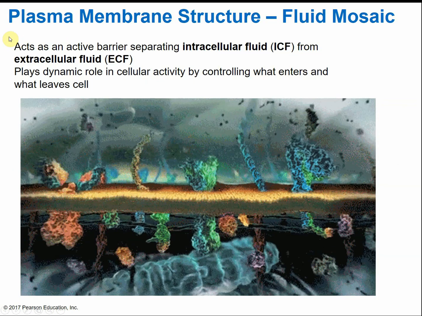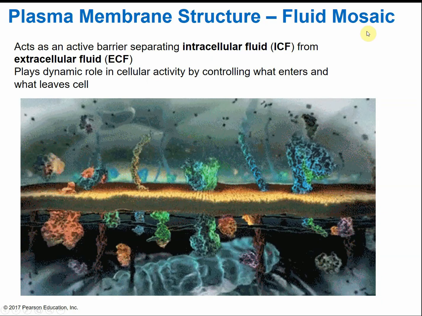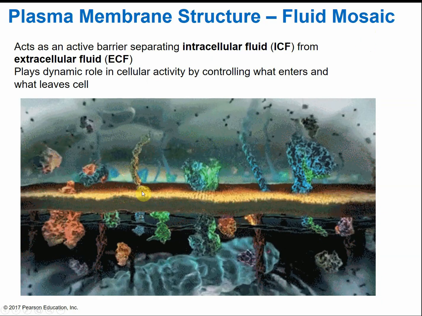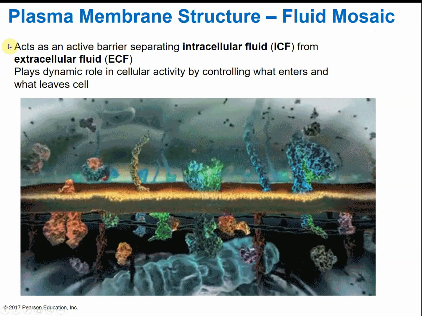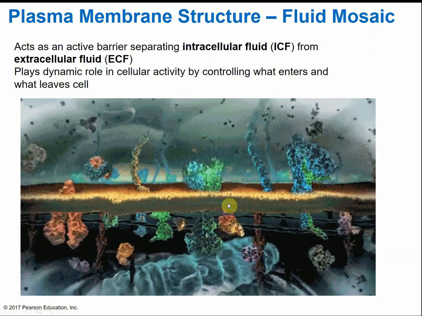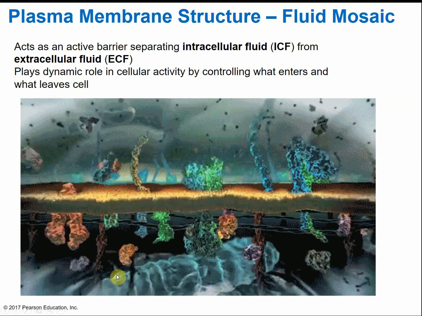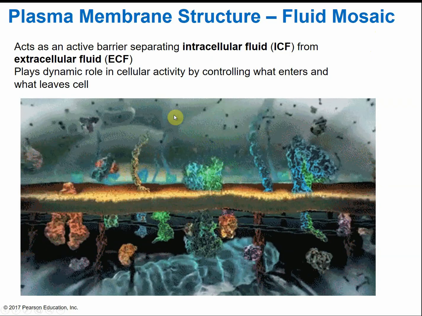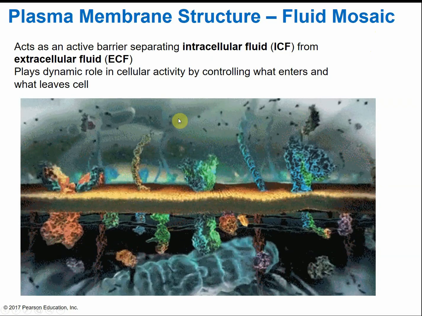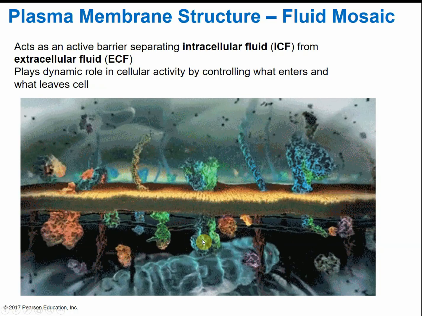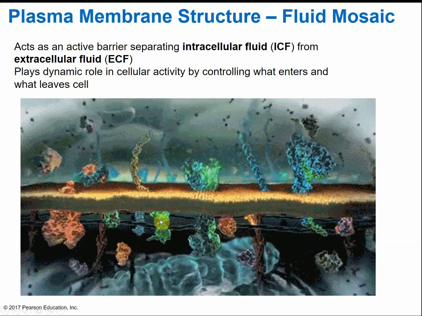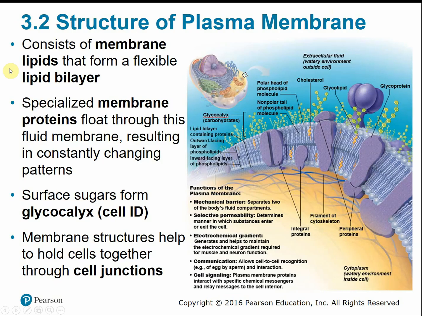The plasma membrane is sometimes referred to as a fluid mosaic, meaning that it's made up of many different smaller pieces. So the plasma membrane is going to act as a selective barrier, separating our intracellular fluid and components from the extracellular fluid outside of the cell. So it's going to play an active role in regulating cell activity by controlling what's allowed in and out of the cell and when. So looking at the structure of the plasma membrane, it's composed of membrane lipids.